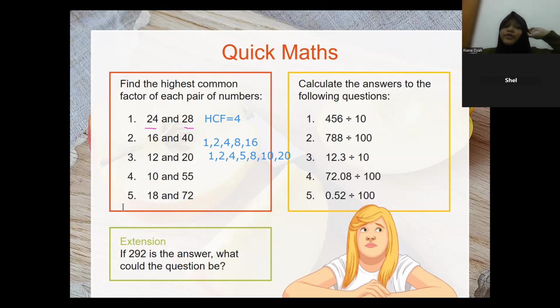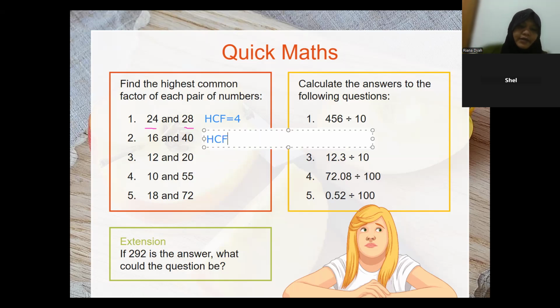So which one do you think is the highest common factor for 16 and 40? Is it 8? 8, correct. So the HCF is 8, yes. I'm gonna erase this first, yeah? Okay, so the HCF equals 8, yeah.